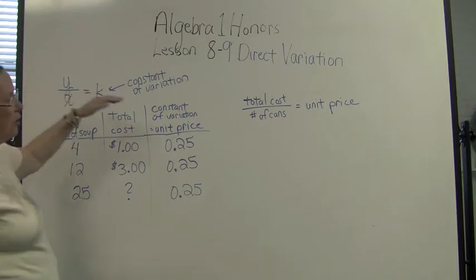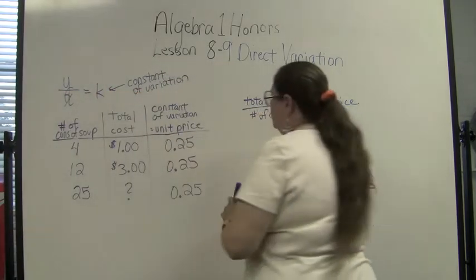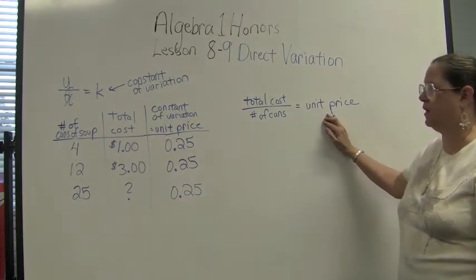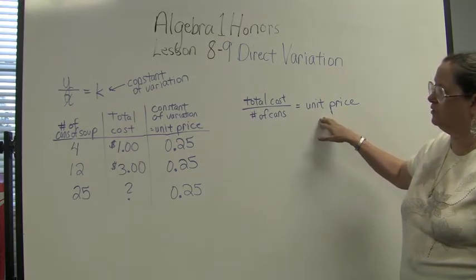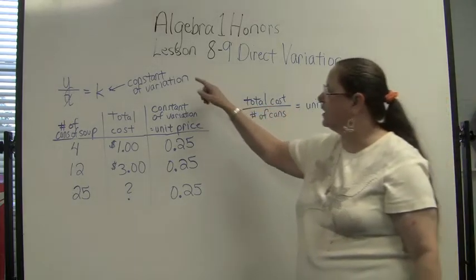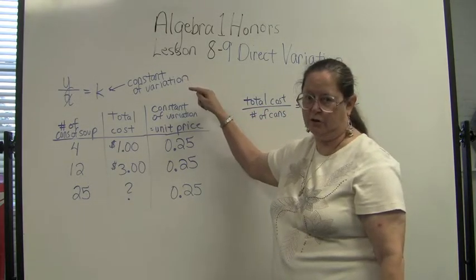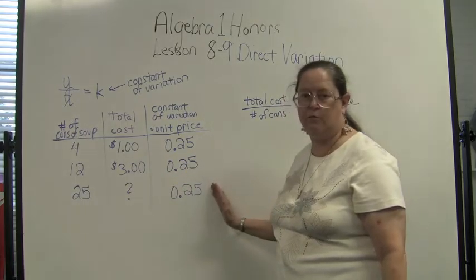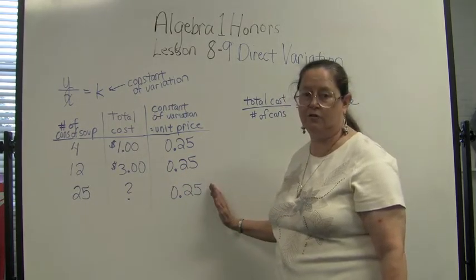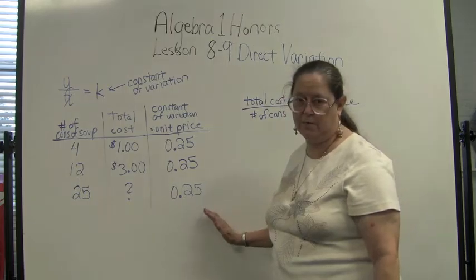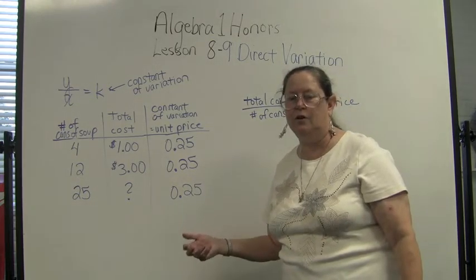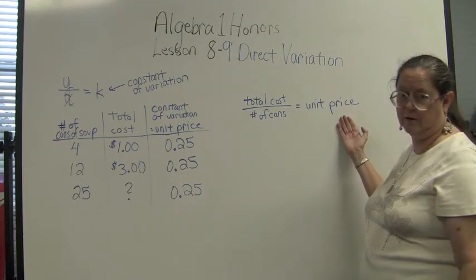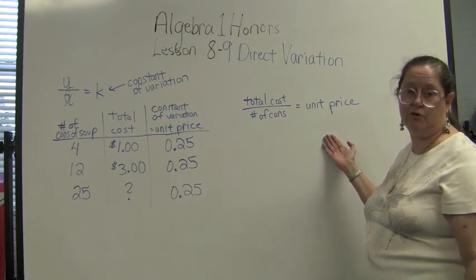So the total cost of the soup divided by the number of cans gives you the unit price. And in this case, the unit price is what we call the constant of variation. Because although these two numbers vary, the constant that relates them does not. The constant stays the same. And when you're buying things, the constant is the unit price of something. Okay? It allows you to do price comparisons in a store.